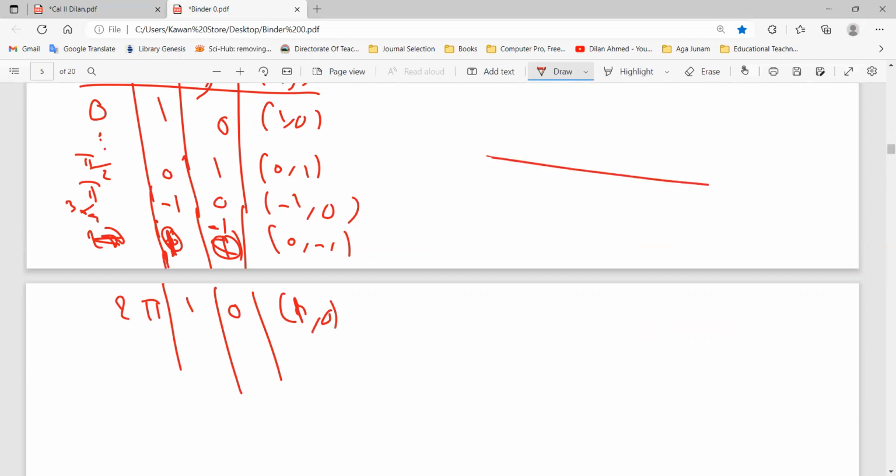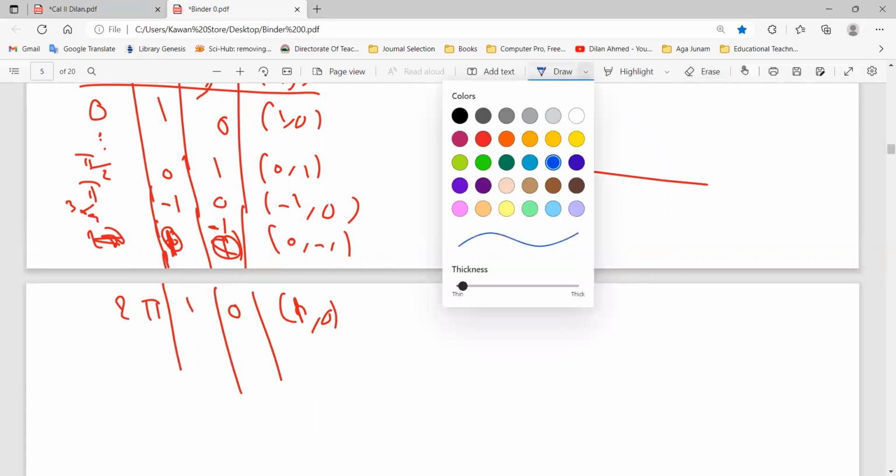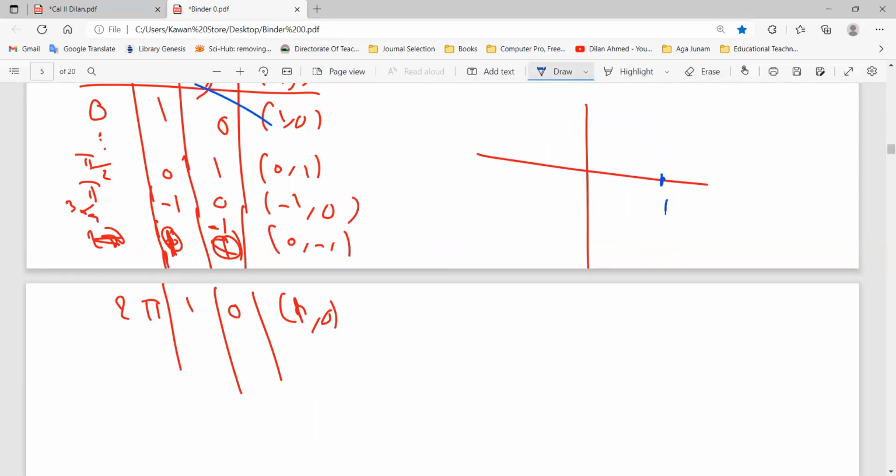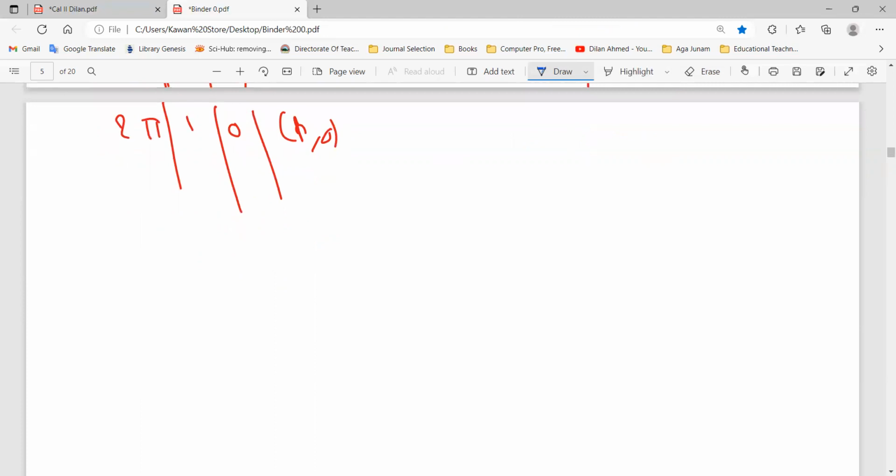Then let me do just the only important points. I say it's like that. Why? Because I'm going to select that point. It will be 1 and 0. How about that point? 0 and 1, -1, 0, 0, -1, and again to here, right? So if I connect these points, I'll get an equation of a circle. Understood?